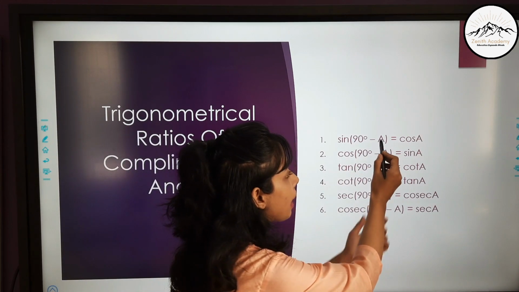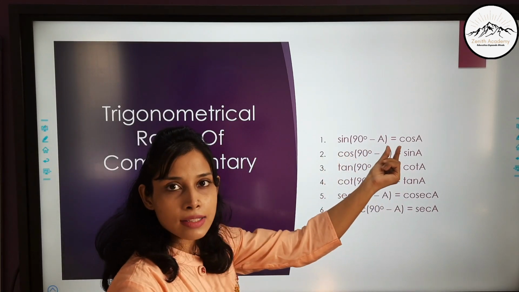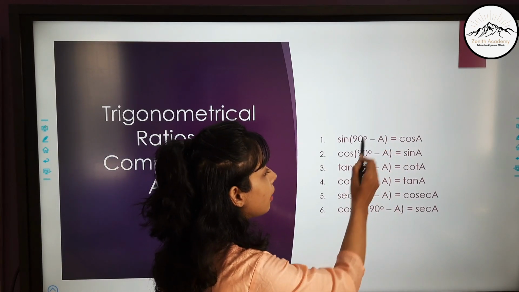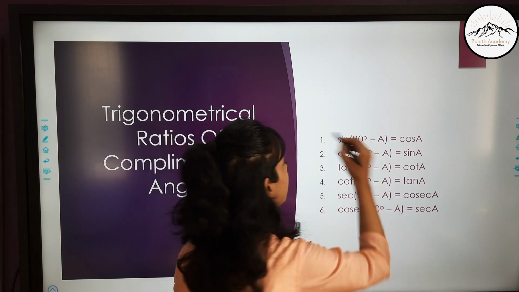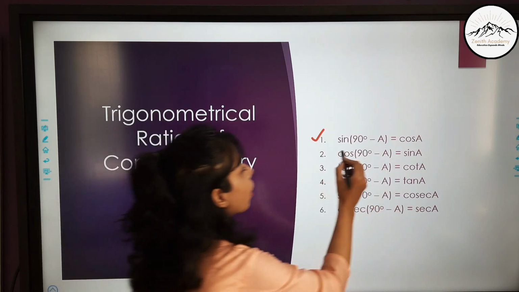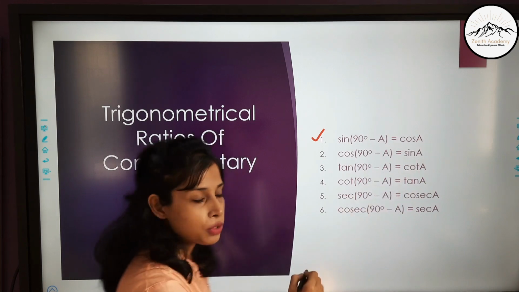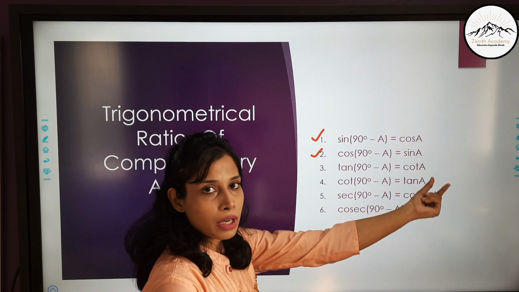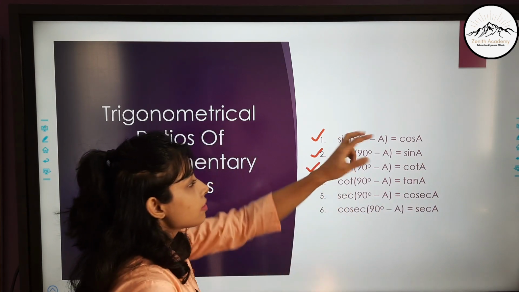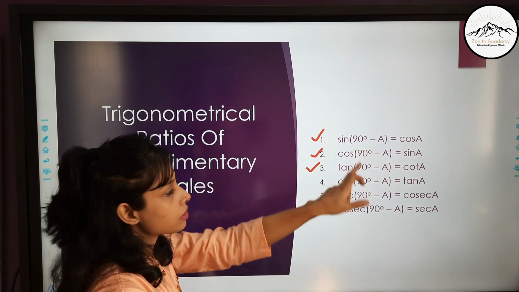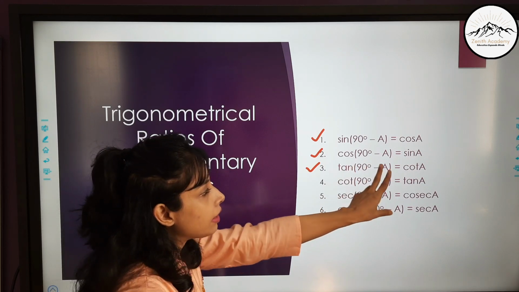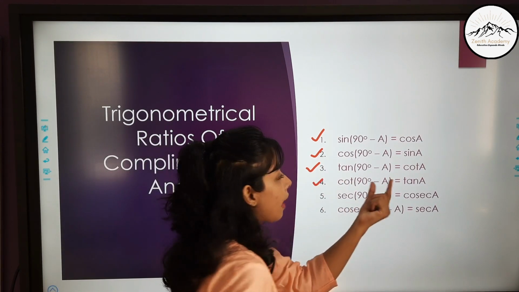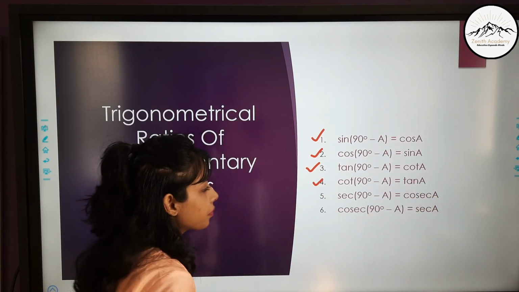Sine 90 minus A. Here instead of theta we have taken the angle name as A. So sine 90 degrees minus A will be equal to cos A. Cos 90 minus A is equal to sine A. Tan 90 minus A is equal to cot A. Since for sine and cos the reverse is also possible, the same way the reverse is also possible for tan. So cot 90 minus A is equal to tan A.